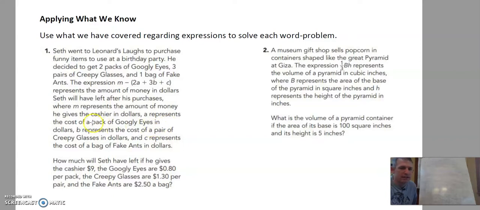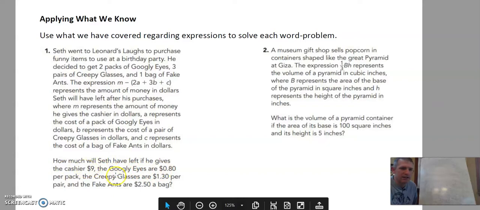A represents the cost of a pack of googly eyes in dollars. B represents the cost of a pair of creepy glasses in dollars. And C represents the cost of a bag of fake ants in dollars. So how much will Seth have left if he gives the cashier $9?